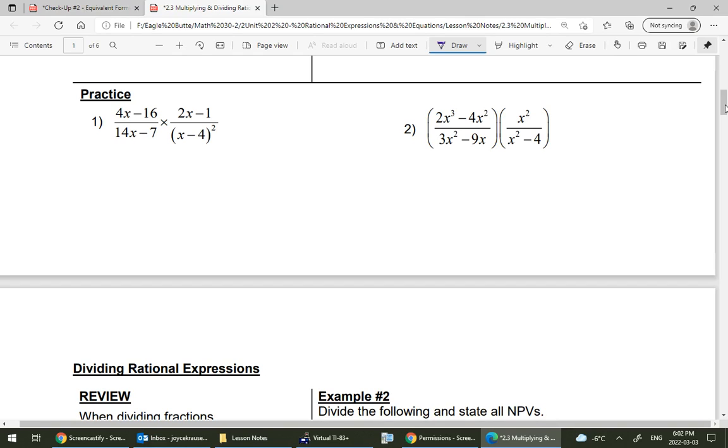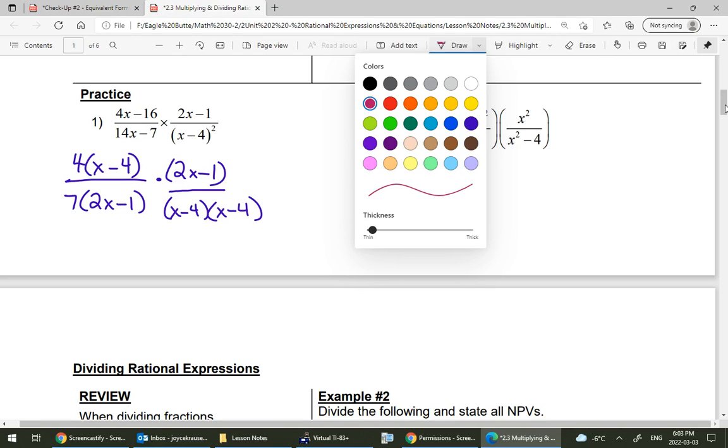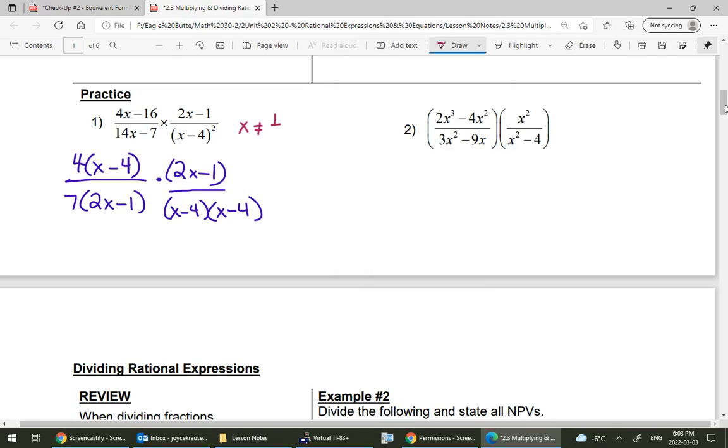And welcome back. Let's see what you guys came up with. So we have 4x minus 16. We're going to factor. We've got 4 times x minus 4. On the bottom, we're going to have a 7 and 2x minus 1. And then we have 2x minus 1. And when we have x minus 4 squared, sometimes it's easier to write that out as 2 separate factors. It's easier to see how we're going to cancel. Now we're going to have our NPVs. x cannot be 1 over 2, and x cannot be 4.